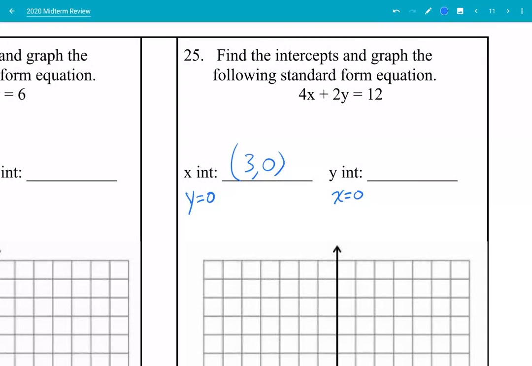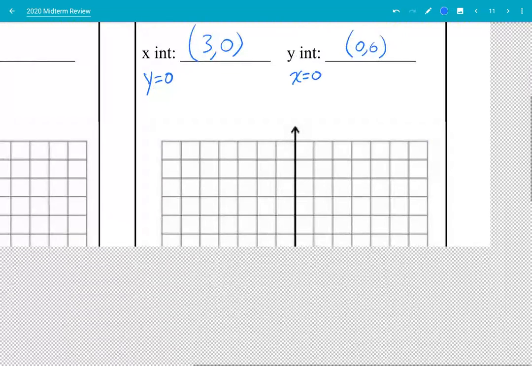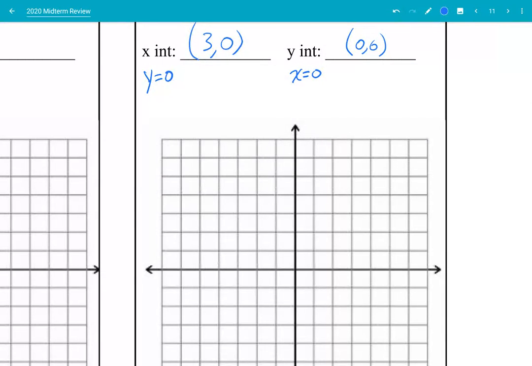And now let's do it for the y-intercept. If x is 0, then 4 times 0 is 0, and all of this goes away. So just solve this. Divide by 2. y equals 6. So the y-intercept is at 6 right here, and the x-intercept is at 3.